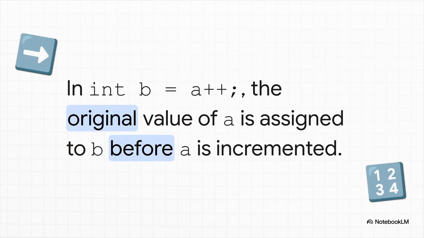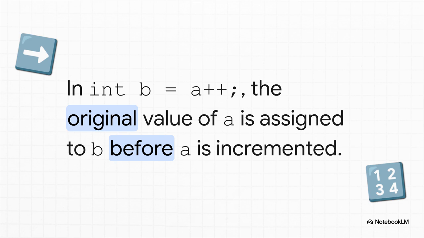Let's make this super clear. When you write a++, that's post-increment. Java essentially says, okay, first, I'm going to take the current value of a and give it to b. Then, after that assignment is totally finished, I'll go back and add 1 to a. So b ends up with the original value.